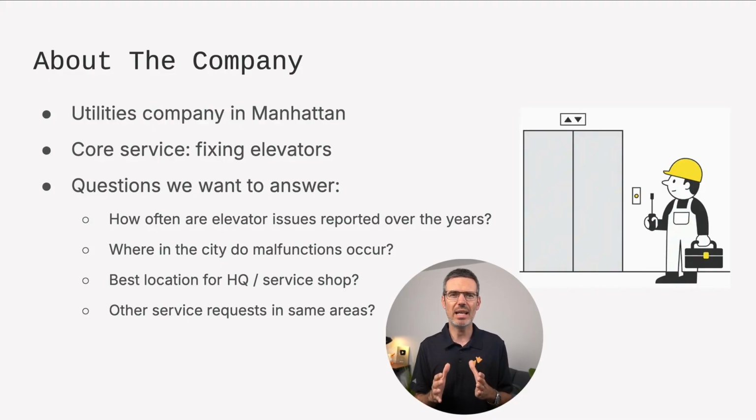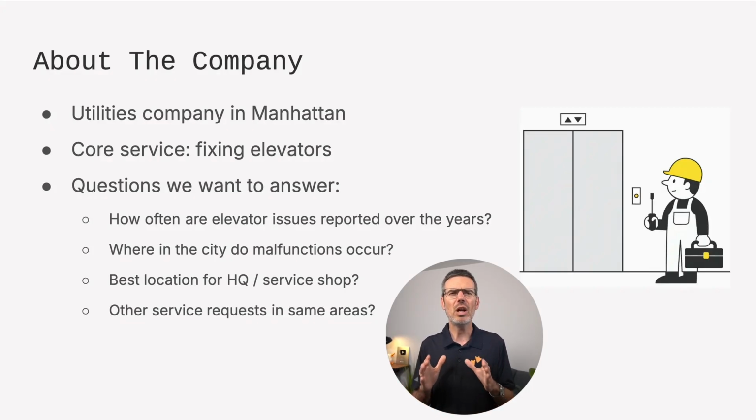Specifically, we want to understand a few things. First, how often do people actually report elevator issues in New York City, and how has that changed over the years? Second, where in the city are these elevator malfunctions happening? Are they clustered in certain neighborhoods or spread evenly? Third, if we're going to open a new headquarters or service shop, where should we place it so we can respond as efficiently as possible?